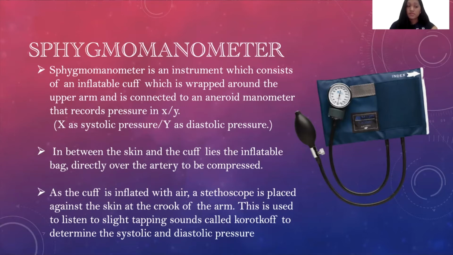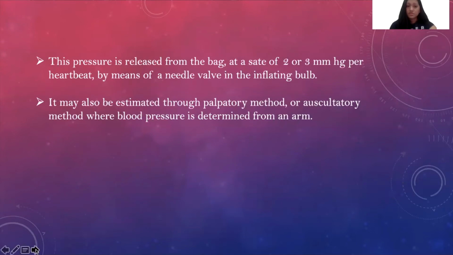So in here, the systolic pressure can be determined from the first sound heard. On the other hand, when a dribbling noise is heard, this marks the diastolic pressure. The pressure is released from the bag at the rate of 2 or more mmHg per heartbeat by means of a needle valve in the inflating valve. It may also be estimated through the palpatory method or auscultatory method where blood pressure is determined from an arm.